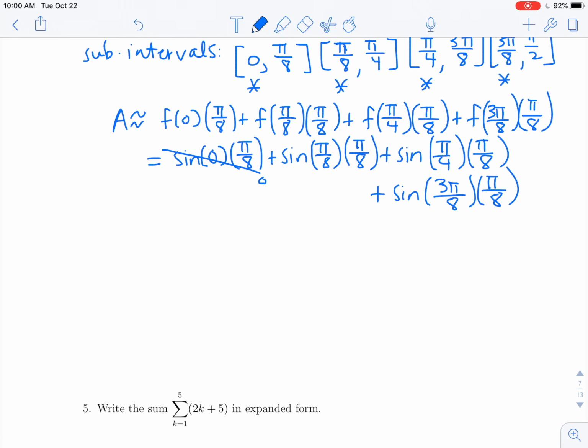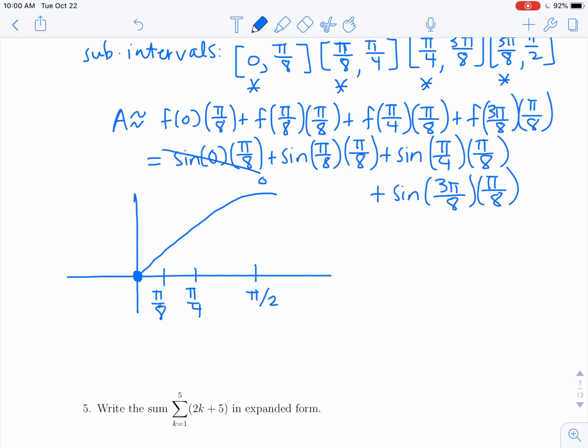And for the over-under, we should sketch a little bit of the graph of sine of x. So from 0 to pi over 2 is the part that we care about. And at 0, sine of 0 is 0, and then it goes up and peaks at pi over 2. And so here's pi over 4, here's pi over 8, and here's 3 pi over 8, at least approximately. And we're using left endpoints.